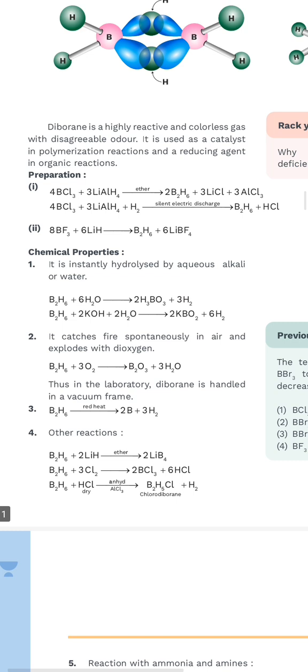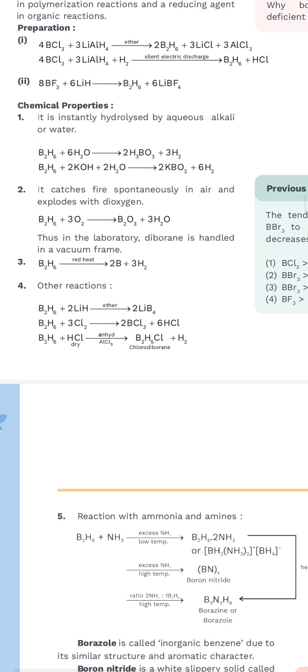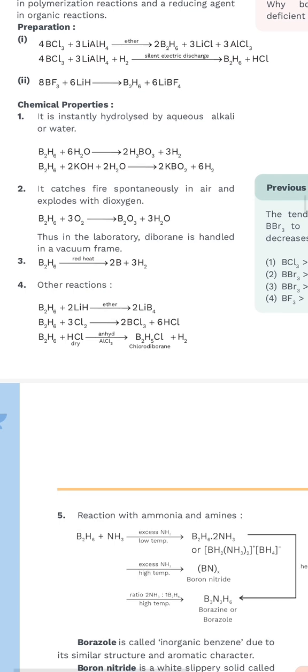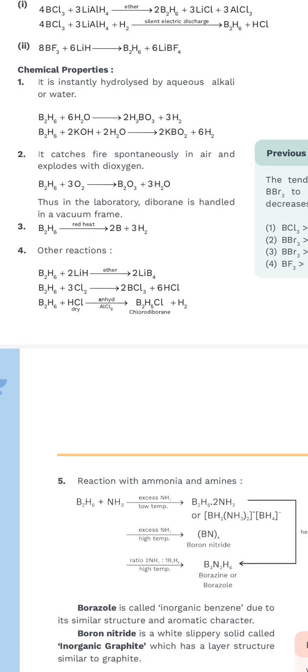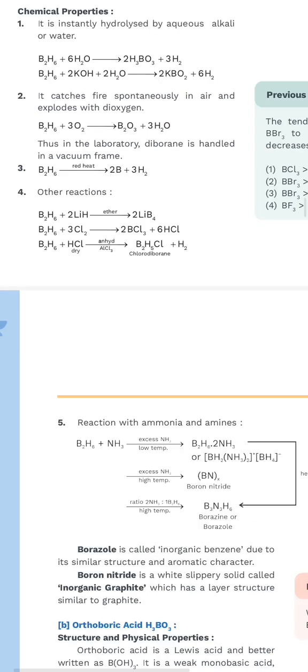It is used as a catalyst in polymerization reactions and as a reducing agent in organic reactions. So this is how it is prepared. Chemical properties. It is instantly hydrolyzed by aqueous alkali or water. It catches fire spontaneously in air and explodes with dioxygen. Thus in the laboratory, diborane is handled in a vacuum frame.